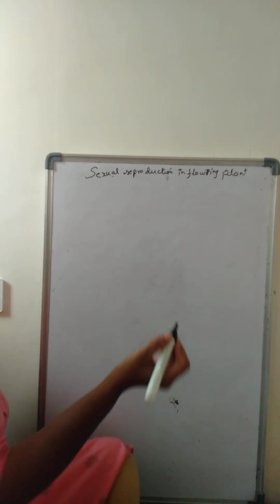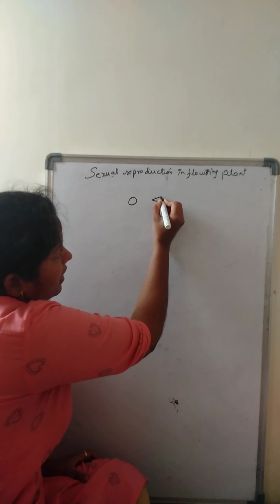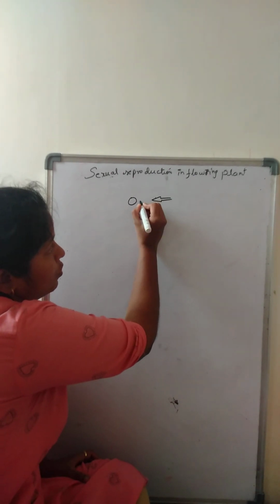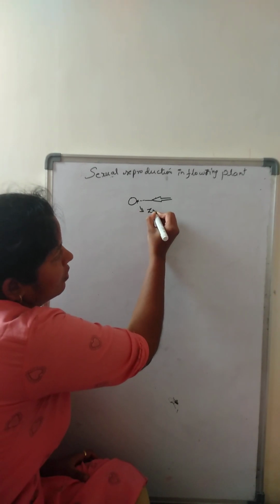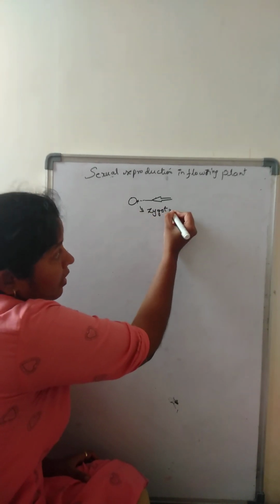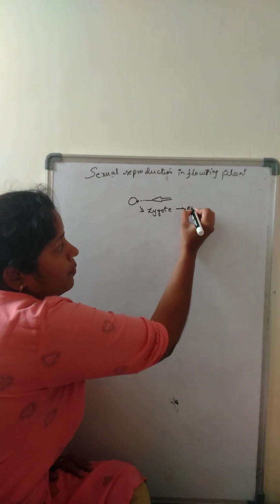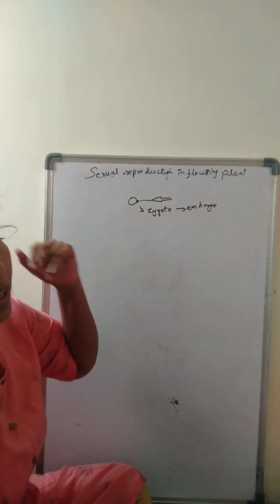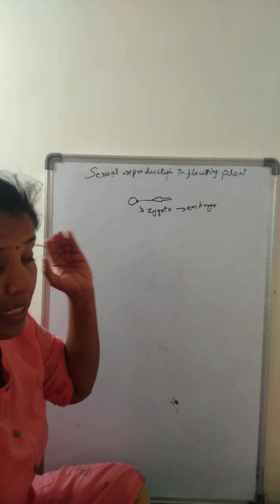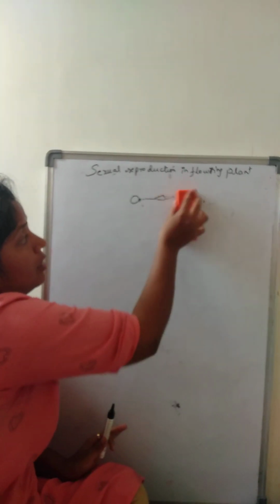See, in human, if you see, this is the female egg and this is the male egg, right? These together fuse and form a zygote. Okay, this zygote develops into an embryo. This is what happens in the human. Now we are going to see the same process in flowering plants.